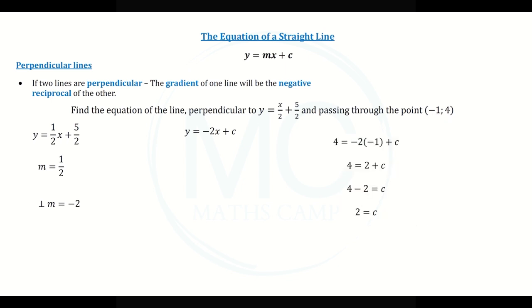Now we have an m value of negative 2 and a c value of 2. So we can write our equation as y is equal to m, negative 2, x plus c, which is 2. And this is the equation of the perpendicular line.